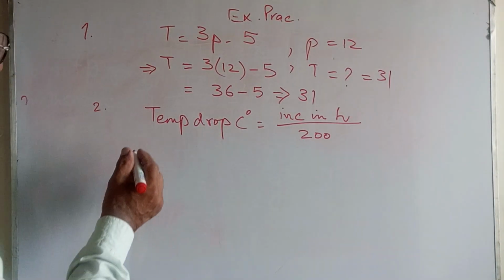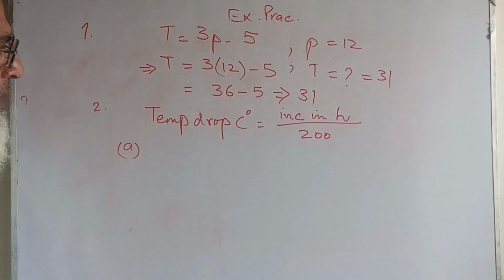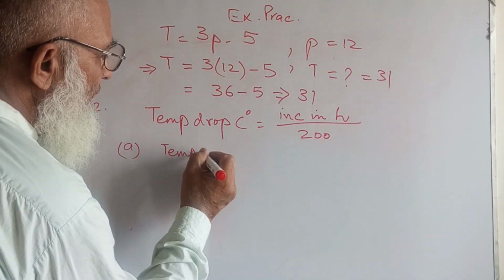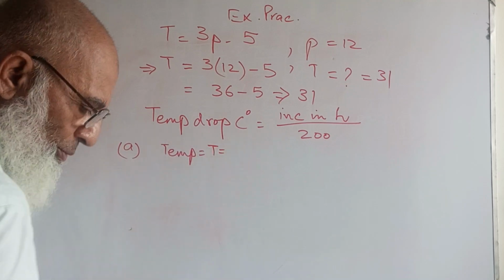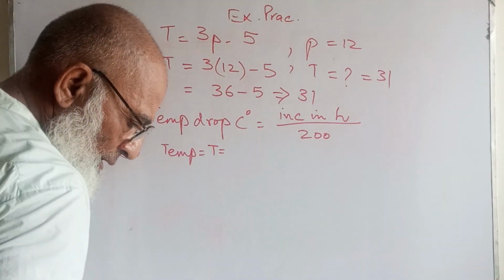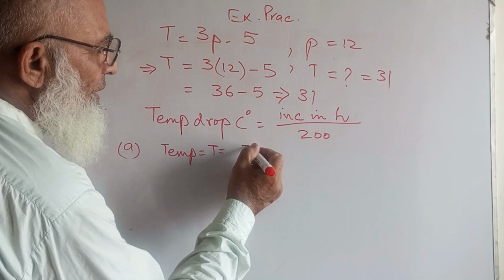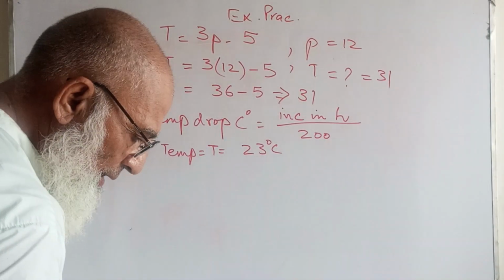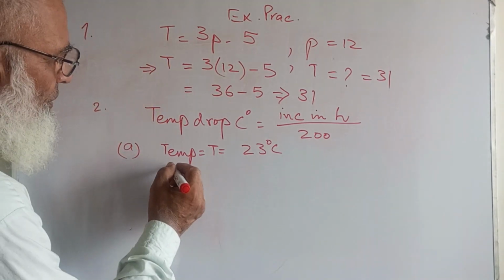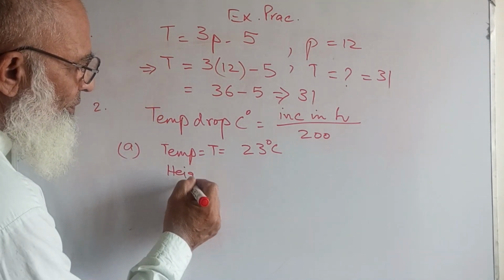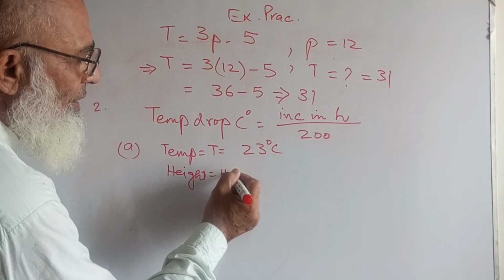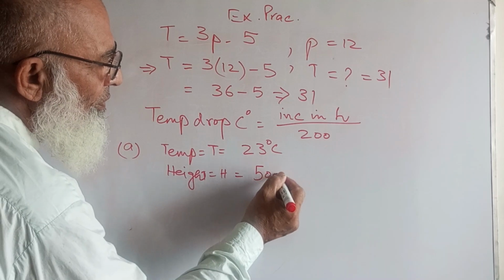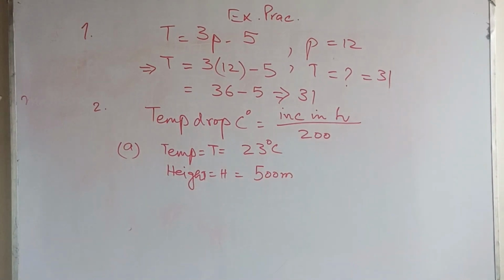Now in part A, the temperature T is given, equal to 23 degrees centigrade. And what else is given? Height h is given, that is 500 meters.